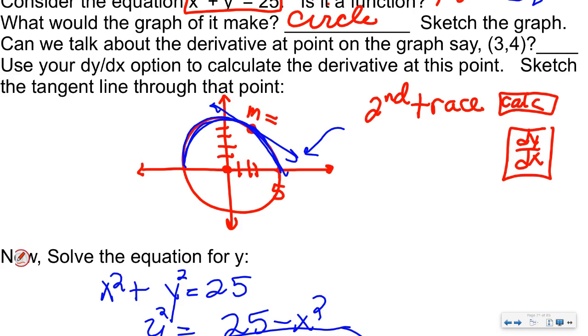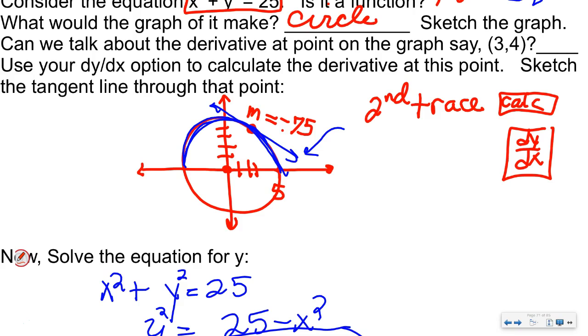So if you could hit 3 and then enter, your calculator will calculate the slope of the line at 3. It won't draw the line, but it'll tell you on the bottom left. Go ahead and hit 3 and then enter. And it tells you dy dx equals, and what does it say? Negative 0.75.